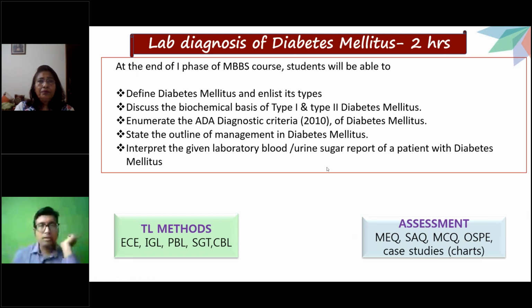Next will be laboratory diagnosis of diabetes mellitus, which will be for 2 hours. Again, the objectives will be, the students will be able to define diabetes mellitus and enlist its types, discuss the biochemical basis of type 1 and type 2 diabetes mellitus, enumerate the ADA diagnostic criteria of diabetes mellitus, state the outline of management in diabetes mellitus, and interpret the given laboratory blood or urine sugar report of a patient with diabetes mellitus. The TL methods will be early clinical exposure, IGL, PBL, SGT, and case-based learning. Assessment will be by modified essay questions, SAQs, MCQs, OSPE, and case studies.